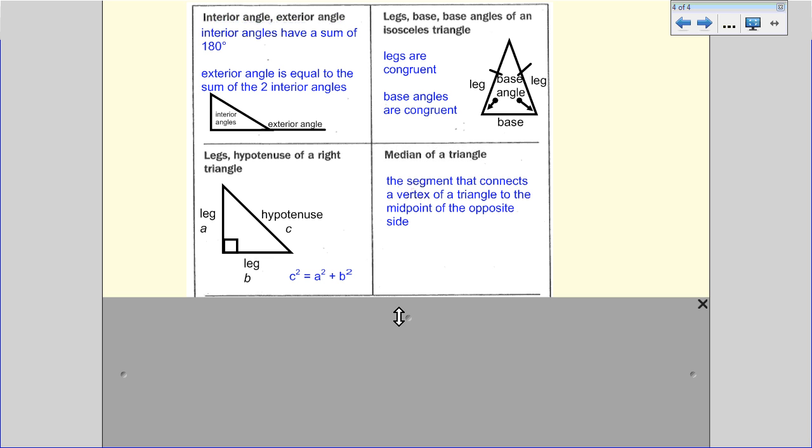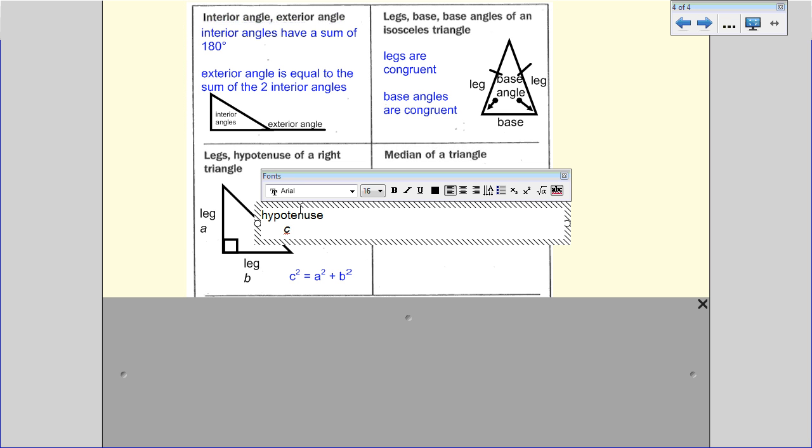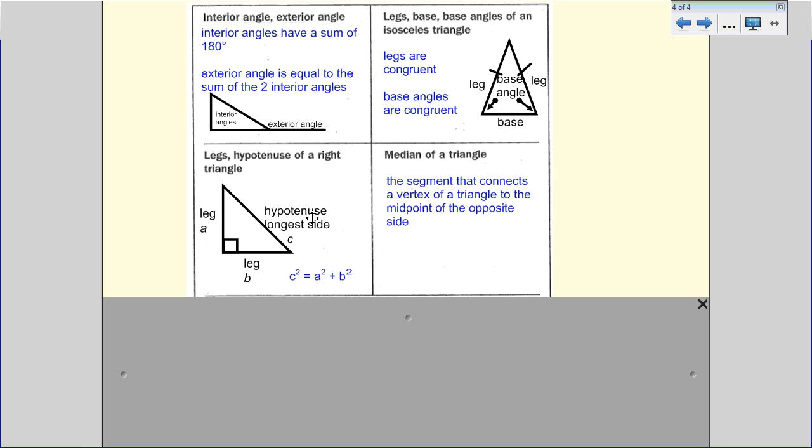Legs and hypotenuse of a right triangle. The legs are the 2 sides that make the right angle, and then the hypotenuse is C, and that's our longest side. I guess that would be one thing I would add in there, is that the hypotenuse is the longest side. That's something that I think we need to remember in there and be able to recall. So your hypotenuse is across from the 90-degree angle. It's the longest side, and you label that with C.